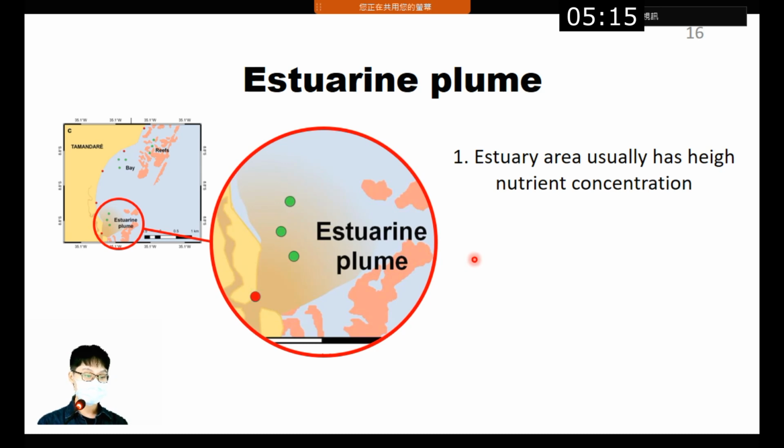First, we have an enlarged picture of the estuarine plume. We can easily see the 3 sampling stations are right at the river mouth. The estuary area usually has a high nutrient concentration because there are so many substances coming from land, which makes a high abundance of zooplankton. Secondly, we have an oil site nearby the river, which is the main reason we have the highest oil abundance in the estuarine plume.